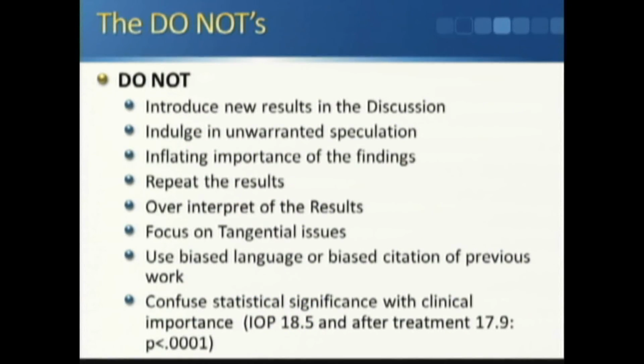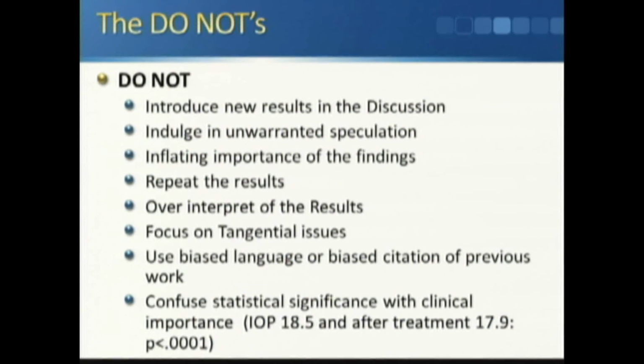So the don'ts in the discussion section: you don't introduce new results, you don't indulge in unwarranted speculation, you don't inflate the importance of your findings, you don't repeat the results, you don't overinterpret the results, don't focus on tangential issues, focus on your primary outcome measure, don't use biased language or biased citations. There are people who like to cite their own work all the time, and you want to try to avoid that, give others credit also.